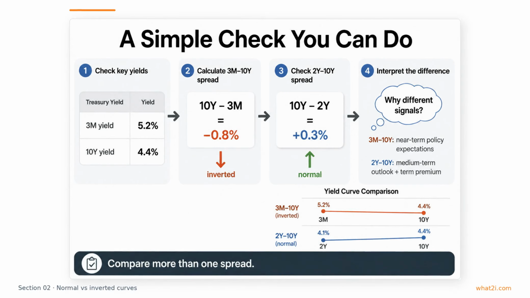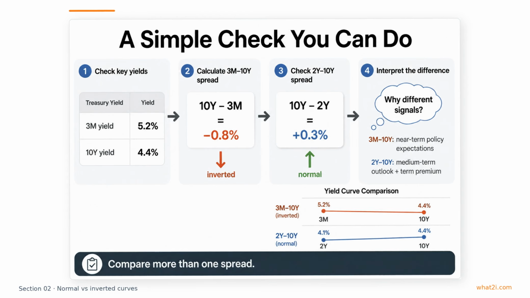One simple way to improve your read is to compare more than one spread. For example, calculate the 10-year minus 3-month spread, and then compare it with the 10-year minus 2-year spread. Sometimes those two measures point in the same direction, and sometimes they do not. If the 3-month to 10-year measure is inverted while the 2-year to 10-year measure is still positive, the market may be sending a more nuanced message about near-term policy versus the medium-term outlook. The short end is especially sensitive to current policy settings, while the 2-year embeds more expectations about where policy may go. Looking at both spreads helps you see more of the curve's story.